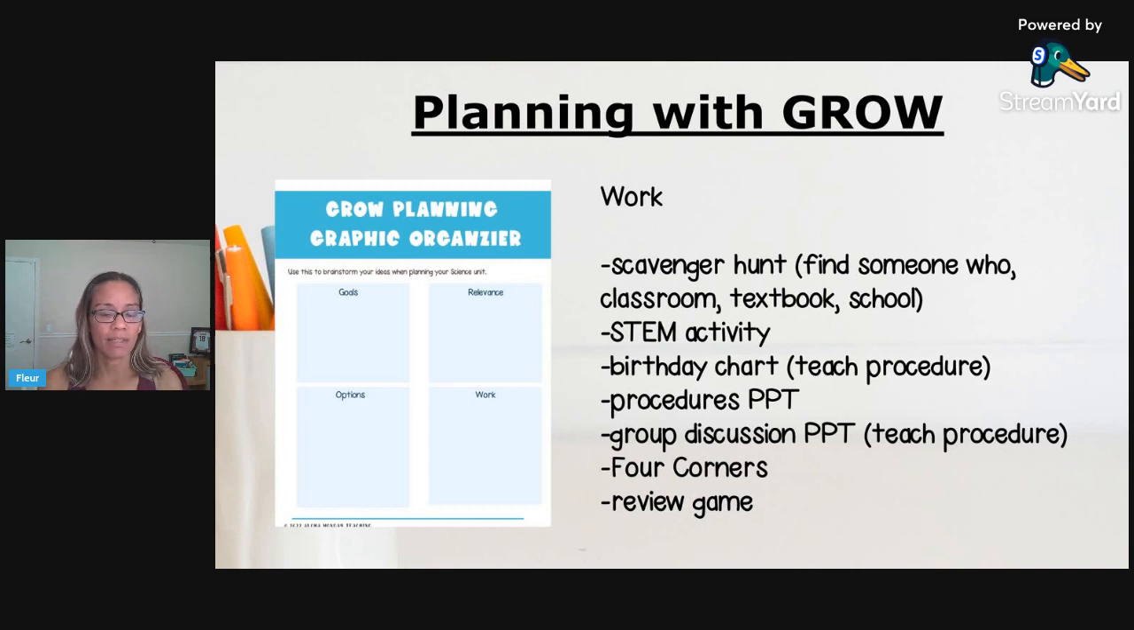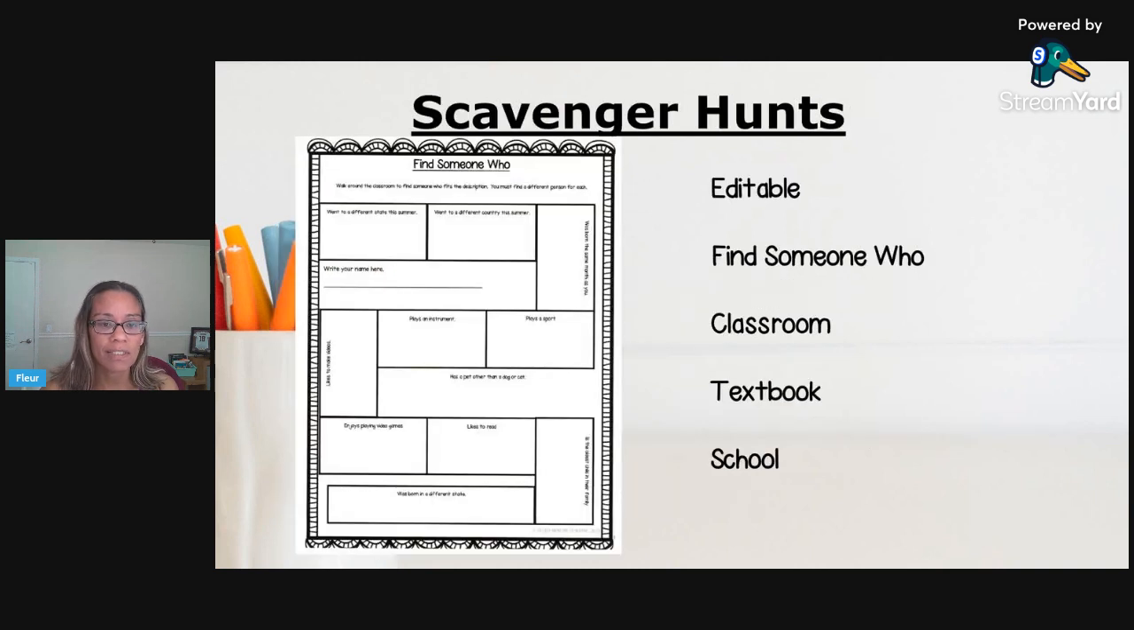Actually, these are in the back to school bundle. We can do a birthday chart. I'll show you about that. Teach them the procedures, how to work, how to talk in a group, and then play a four corners game. So I will go through those activities. So these are the scavenger hunts.